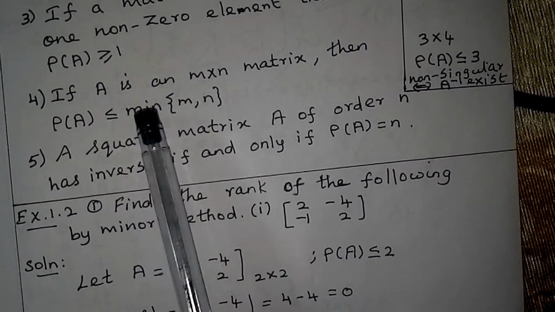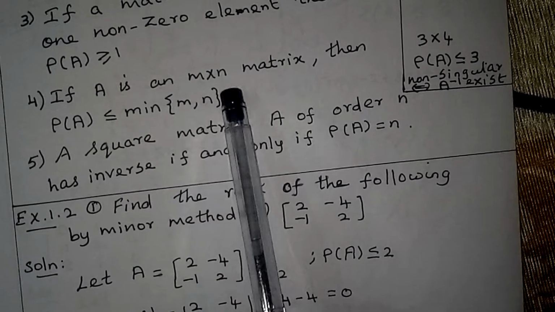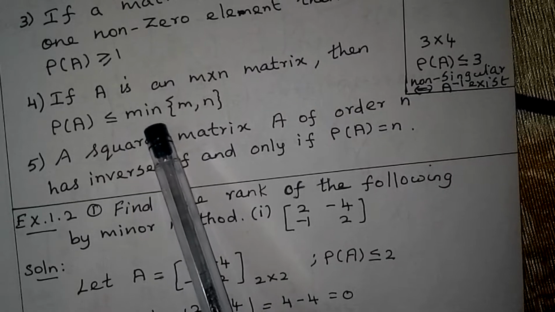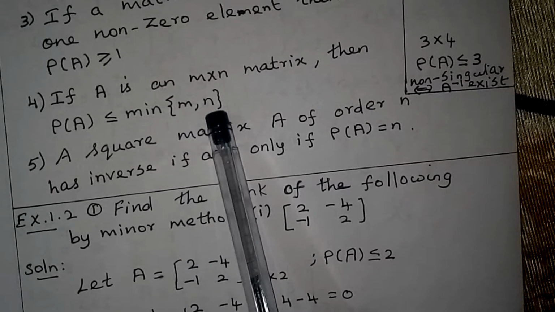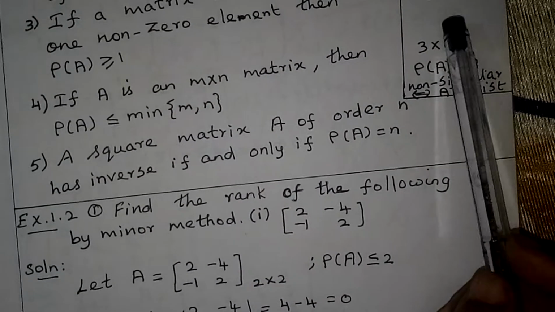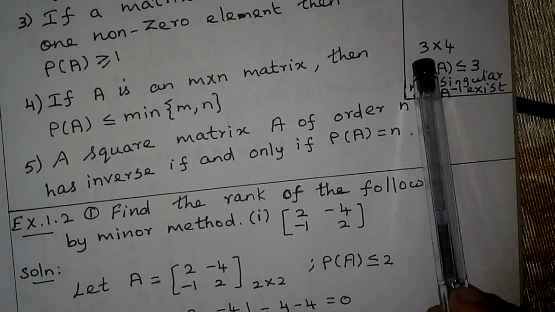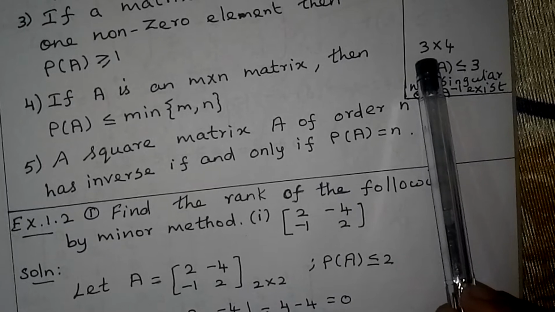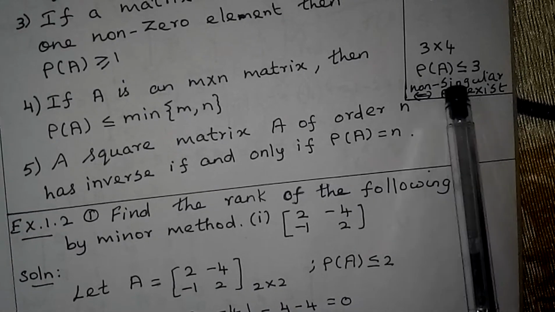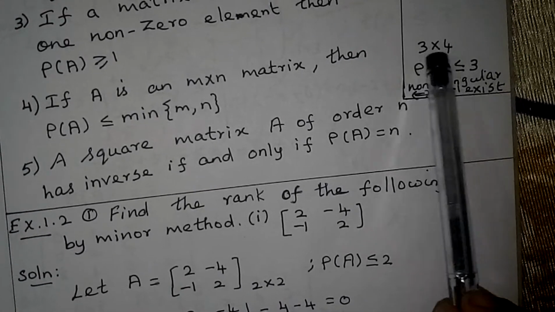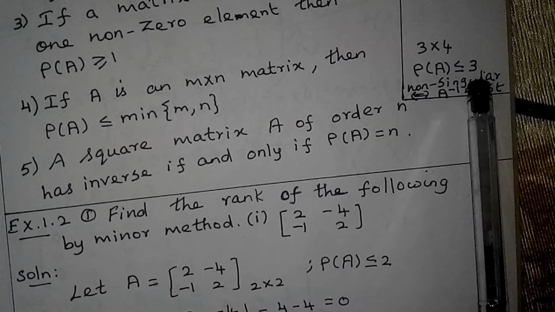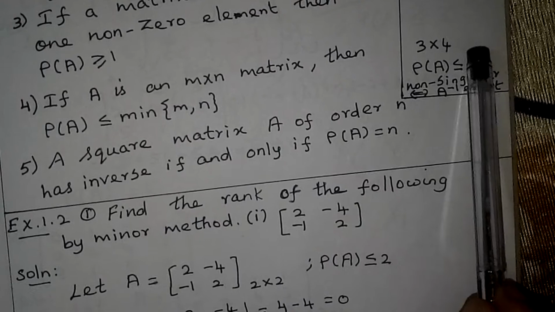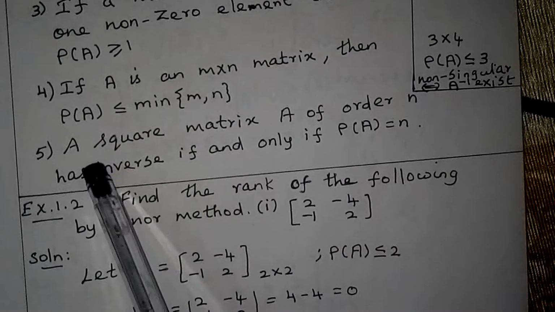Fourth one: if A is an m by n matrix, then the rank of A is less than or equal to the minimum of m, n. Listen, if we have a matrix of order 3 by 4, and I take the matrix as A, then the rank of this matrix will be less than or equal to the minimum of these two values. It is 3, isn't it? So the rank of A may be 3 or 2 or 1. Like this we have.